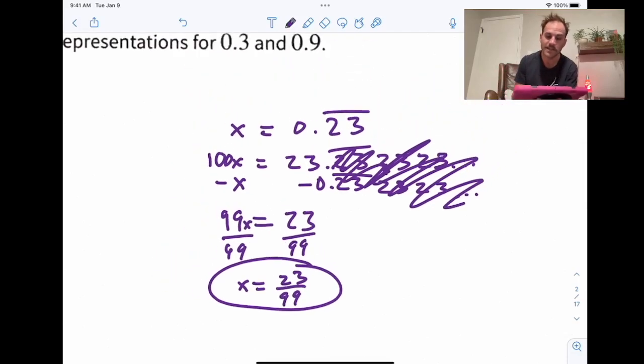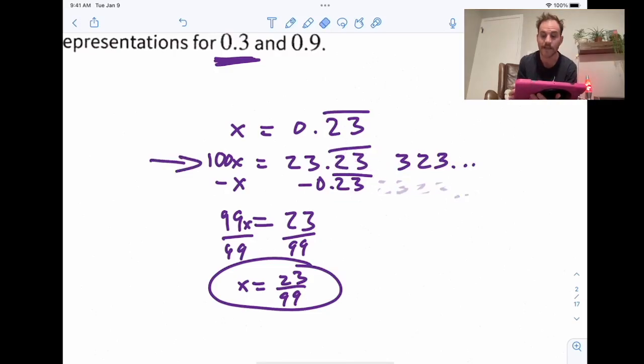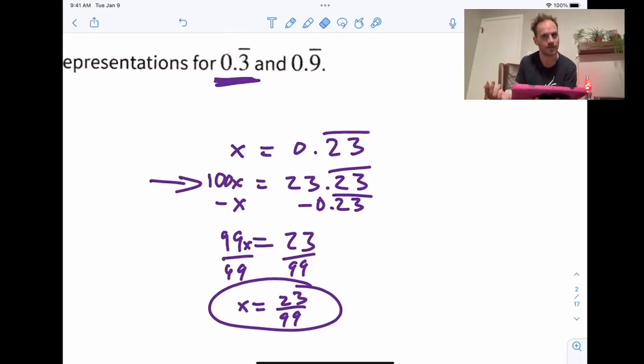Now, the only difference between here and what we did for 0.3 repeating is we just multiplied by 100. And again, that's because we had two different numbers under the repetend bar. If we have just one, we'll just multiply by 10. If there are three different numbers under the repetend bar, we will multiply by 1,000. Okay, so that's that. Now there's one more thing I've got to show you with this.